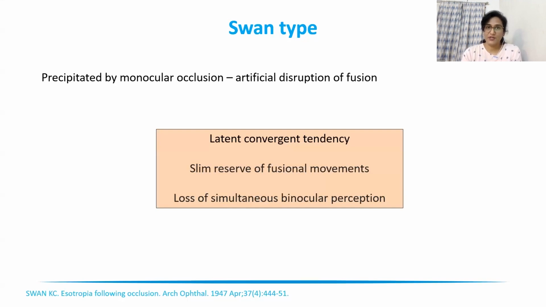So what is the mechanism here? Why do only some children come up with acute acquired esotropia? And the answer is in this particular slide, where you see that there has to be a latent convergent tendency in that child. So basically, there is a very slim reserve of fusional movements. So there is a tendency towards excessive convergence in such a child. And when there is an artificial disruption of fusion in them because of patching or because of mechanical ptosis, then the fusional reserve is not enough for the child to get back its divergence, and it goes into a constant state of convergence. So that is what happens in this particular type of esotropia.